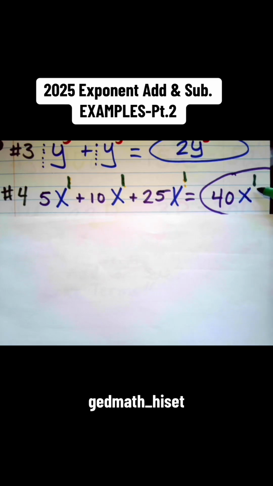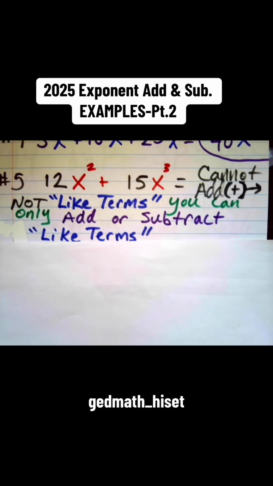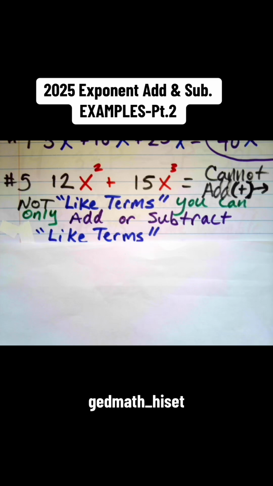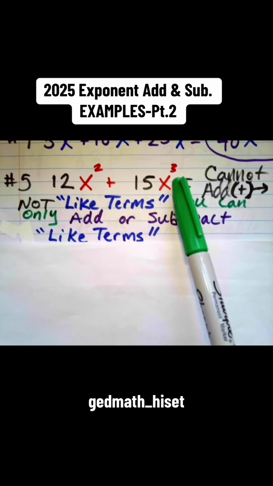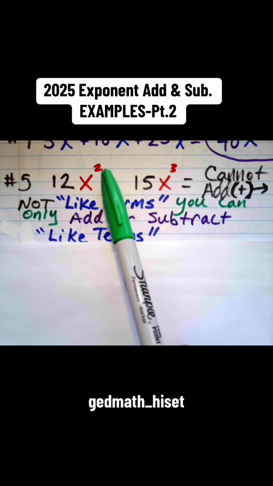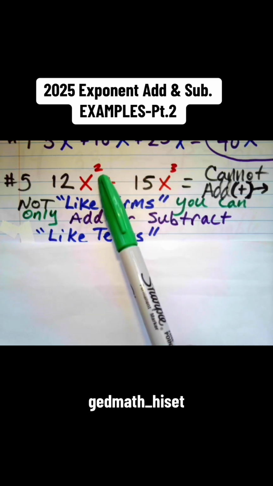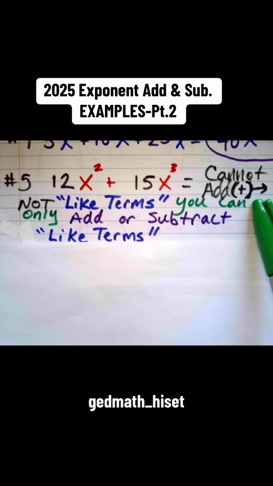Now many answers will just be 40x. I don't know why, but they don't really show that invisible 1 typically in your answers, but it's perfectly okay. It means the exact same thing. All right, moving forward, I wanted to give you an example here. So for number 5, we have 12x squared plus 15x cubed. Now, are these the same bases, x and x? Yes, they are. Are these the same exponential powers, 2 and 3? No. Because they don't have the same exponential power, you cannot add or subtract these two terms, right?